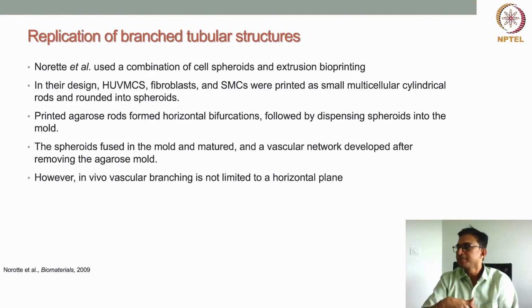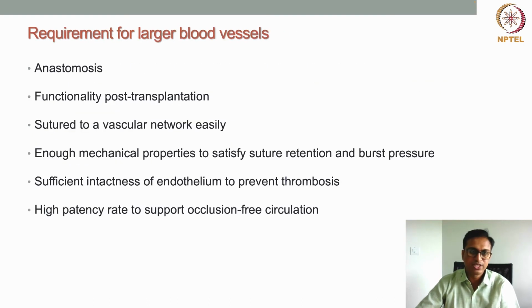But in the case of in vivo or native tissue, the branching can also happen in different planes. It's not limited to only one horizontal plane. It can be in different vertical planes. So there are more strategies required to generate this kind of structure. And as I mentioned earlier, the printing of vascular channels within the embedded gel by 3D bioprinting in the support bath concept can be very well used to generate that kind of structure.